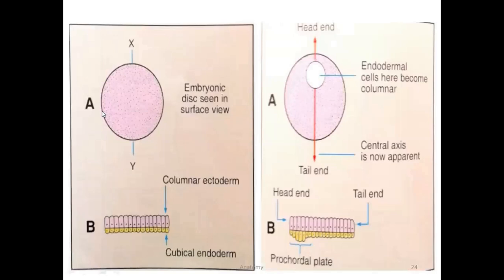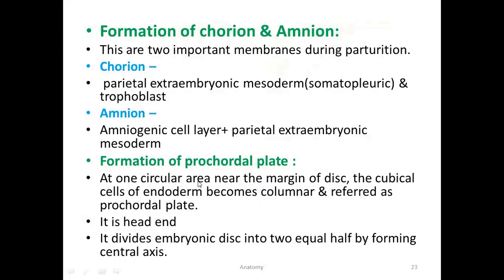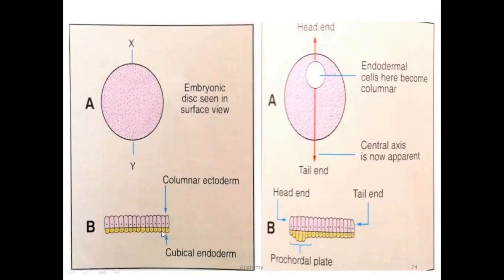In this diagram, you can see diagram A and B. In diagram A, this is the surface view, the embryonic disc seen in surface view. You are seeing from the top. Here, if you take a section at the XY plane, you can see the ectoderm, and this is the endoderm. The endoderm, which is initially flat, then becomes cubical in nature, and the ectoderm is in the form of a column. What we defined previously as the procaudal plate is nothing but the changes taking place in the cubical endoderm. You can see here they become columnar, and this changed area we call the procaudal plate.